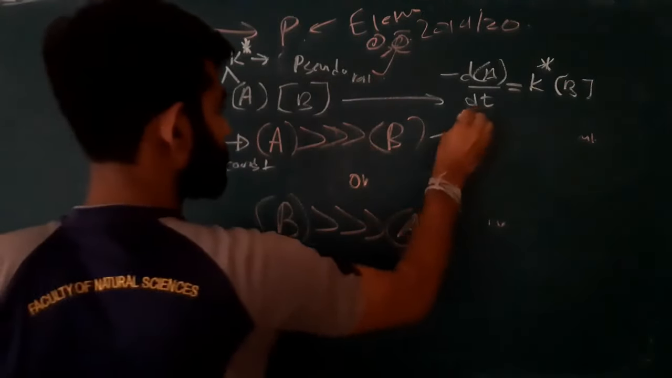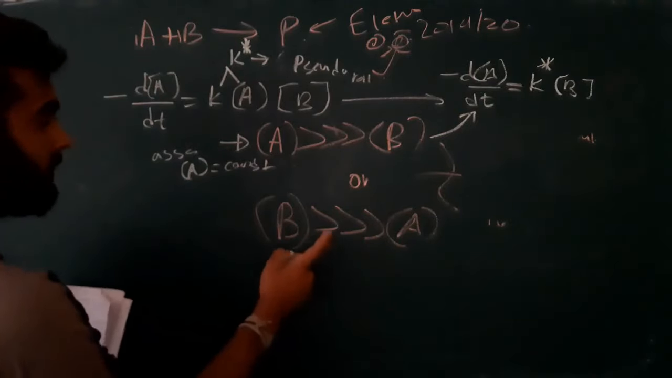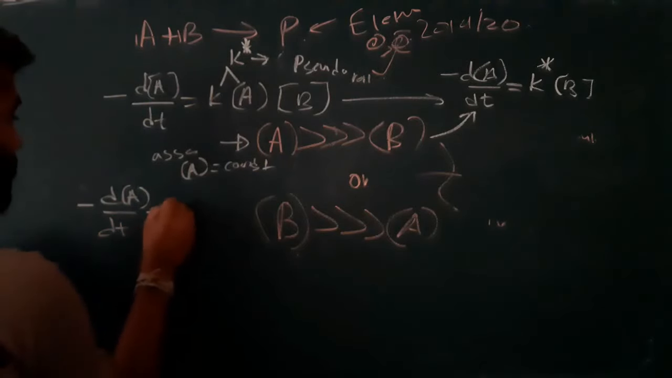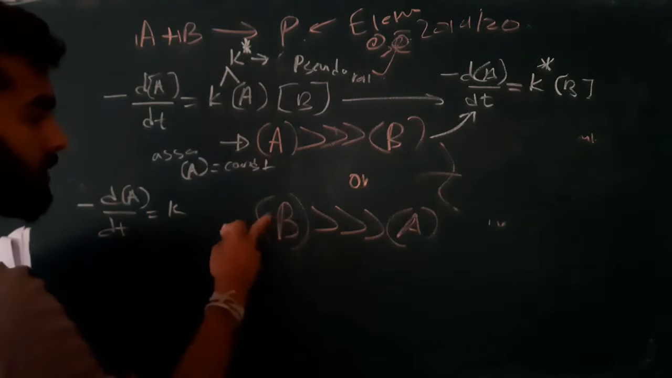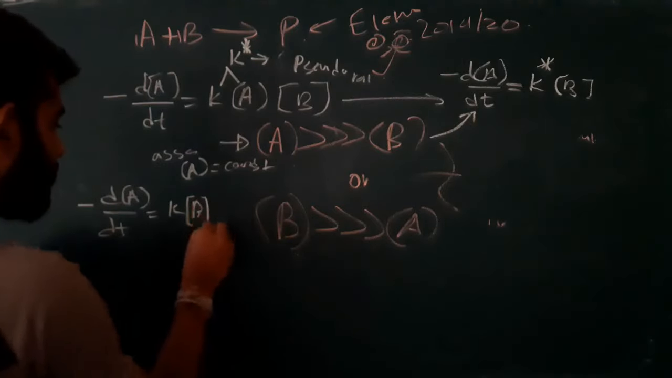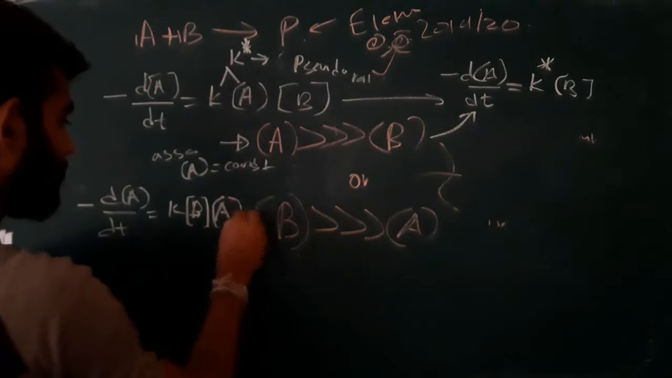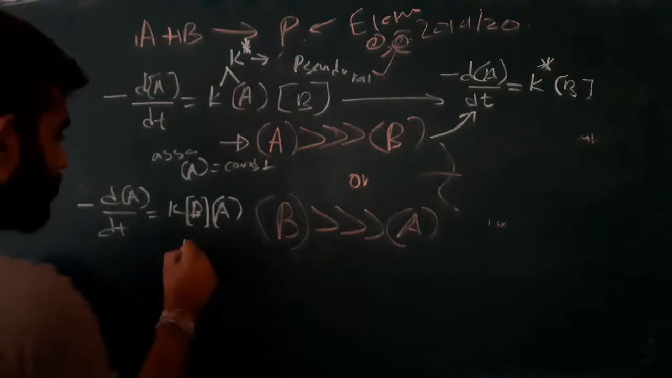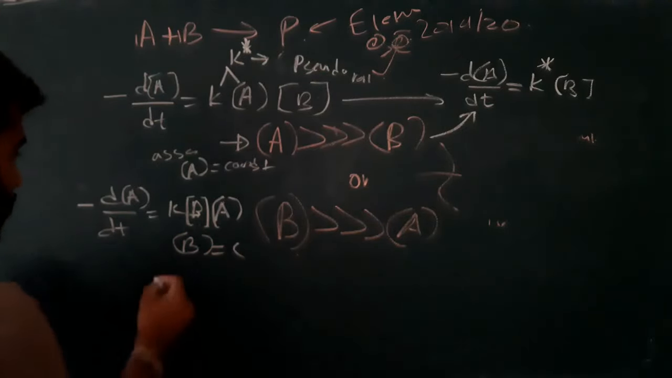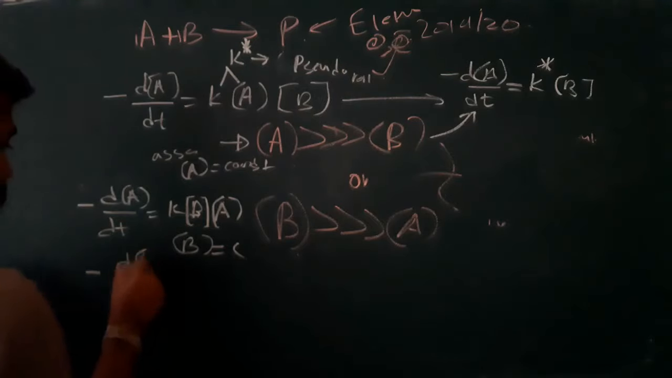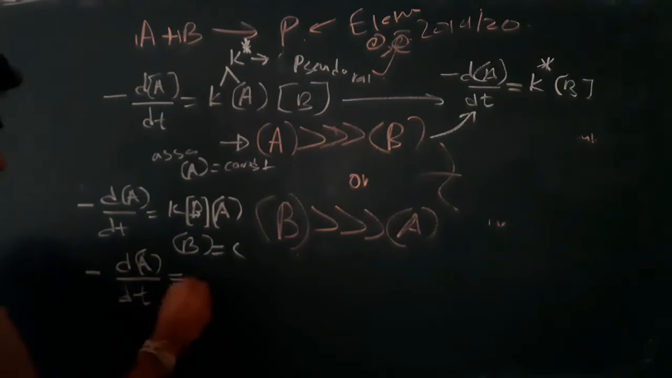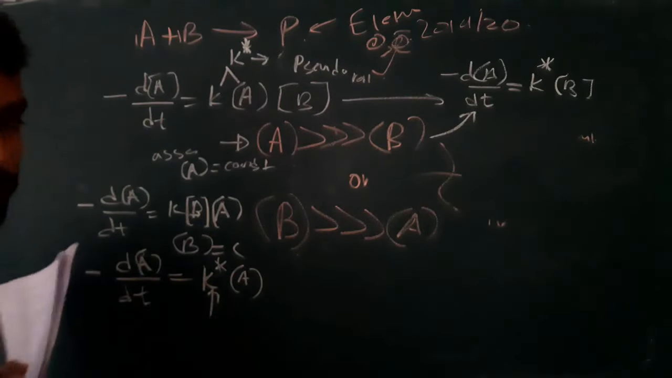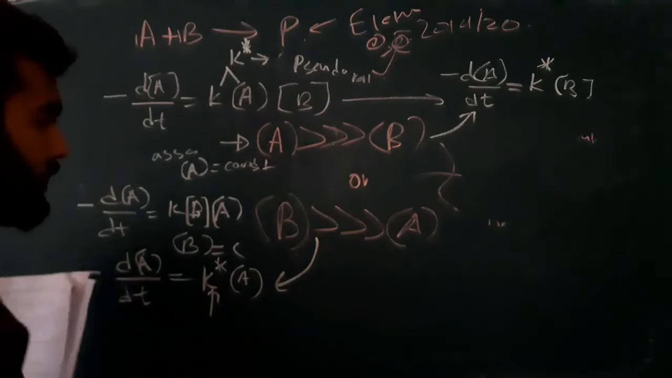In this case, if we consider this case, what is that? Minus dA over dt equals K. Now the concentration of B is very high. I will write B first and A after that for easiness of my calculations. Now B is very high. I assume the concentration of B is a constant. So minus dA divided by dt is equal to K star concentration of A. This is the pseudo rate constant with respect to this second situation.